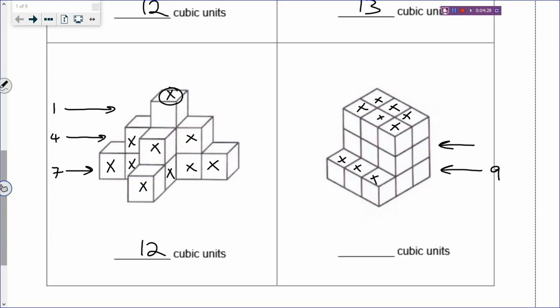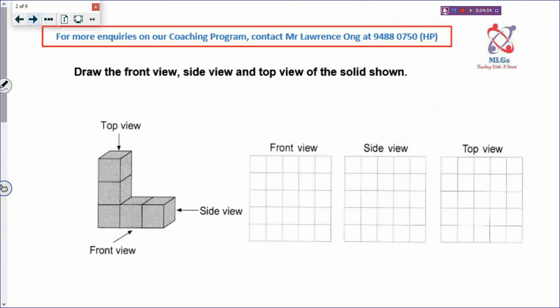Now the second layer, again, if there are 6 cubes on top, they must be sitting on 6 cubes below. So the second layer has 6 cubes. And of course, the top layer, you can see the 6 cubes that are sitting on top. So altogether, how many cubes are there? There will be a total of 21 cubes or 21 cubic units. So this is how you count the cubes for any given solid figure. Okay, let's go to the next one.